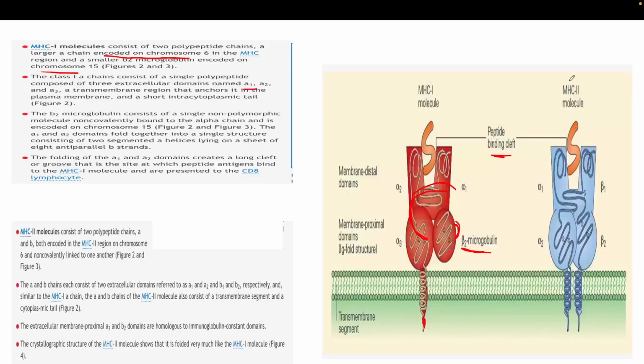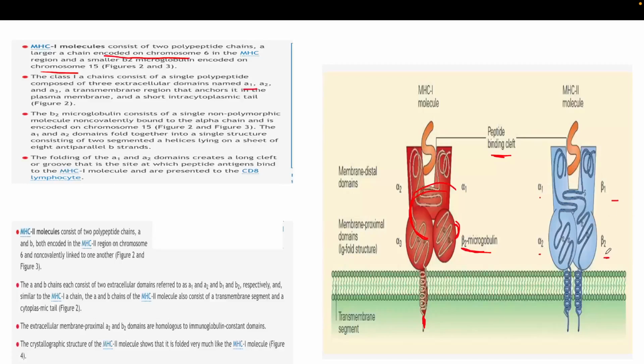And in case of the MHC2 molecule, there are also two polypeptide chains, which are encoded by chromosome number 6. The A and B chains each consist of two extracellular domains, referred to as alpha 1 and alpha 2, and beta 1 and beta 2. Here are the alpha 1 and alpha 2 domains and the beta 1 and beta 2 domains.